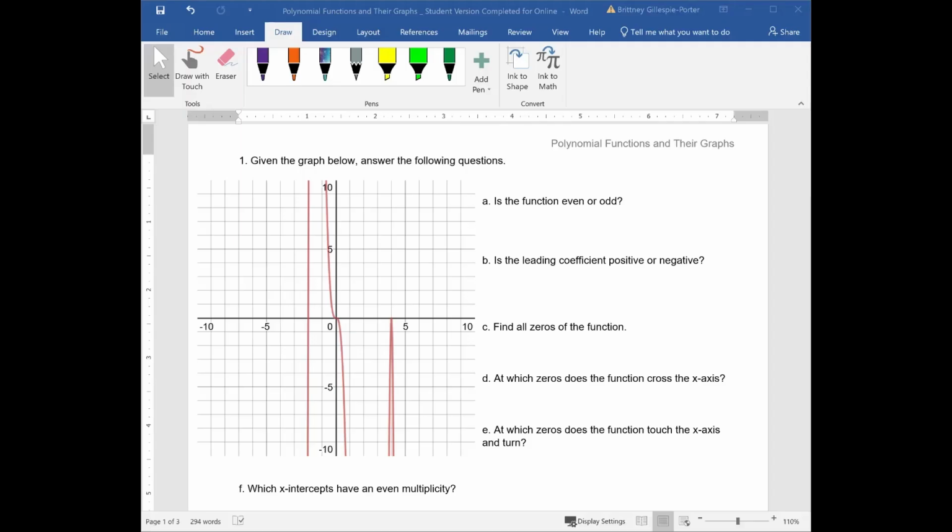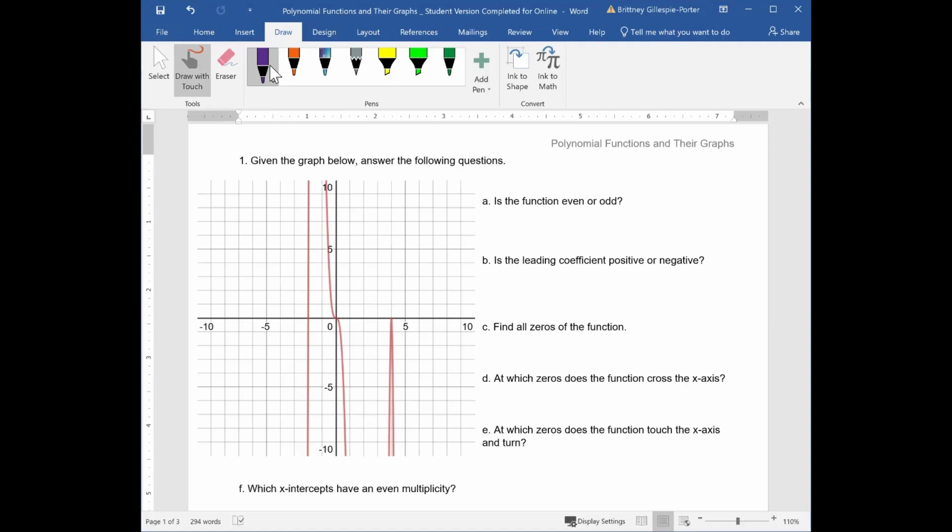Let's talk about polynomial functions and their graphs. So in our first example, we are given a graph of a polynomial, and we're asked to determine all kinds of information based on this graph. If you notice that this graph is disjoint, it has breaks in it, and that's not okay because our polynomials are continuous. They can be drawn without lifting your pencil, and there are no sharp turns.